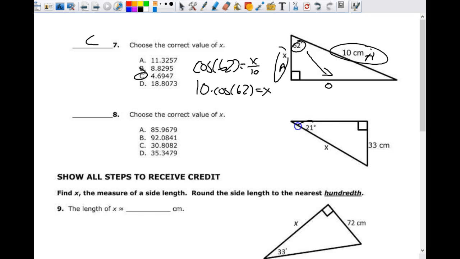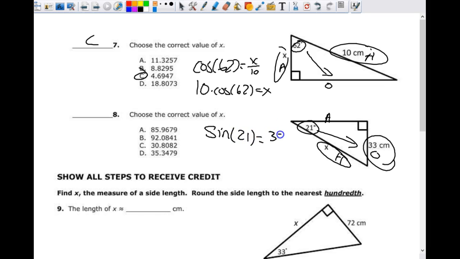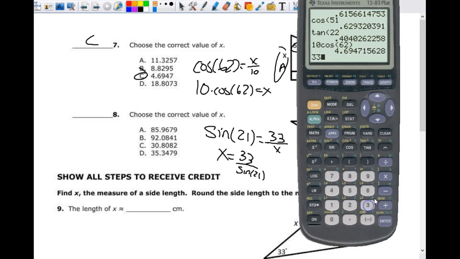Same problem. Reference angle is here. We have an opposite, a hypotenuse, an adjacent. We have a hypotenuse and an X, and we have a 30 and an O. That's going to be sine. Sine of our reference angle, 21, is equal to opposite 33 over hypotenuse X. X is on the bottom, so we have to flip-flop these around. X is equal to 33 divided by sine of 21. That is 92.08.